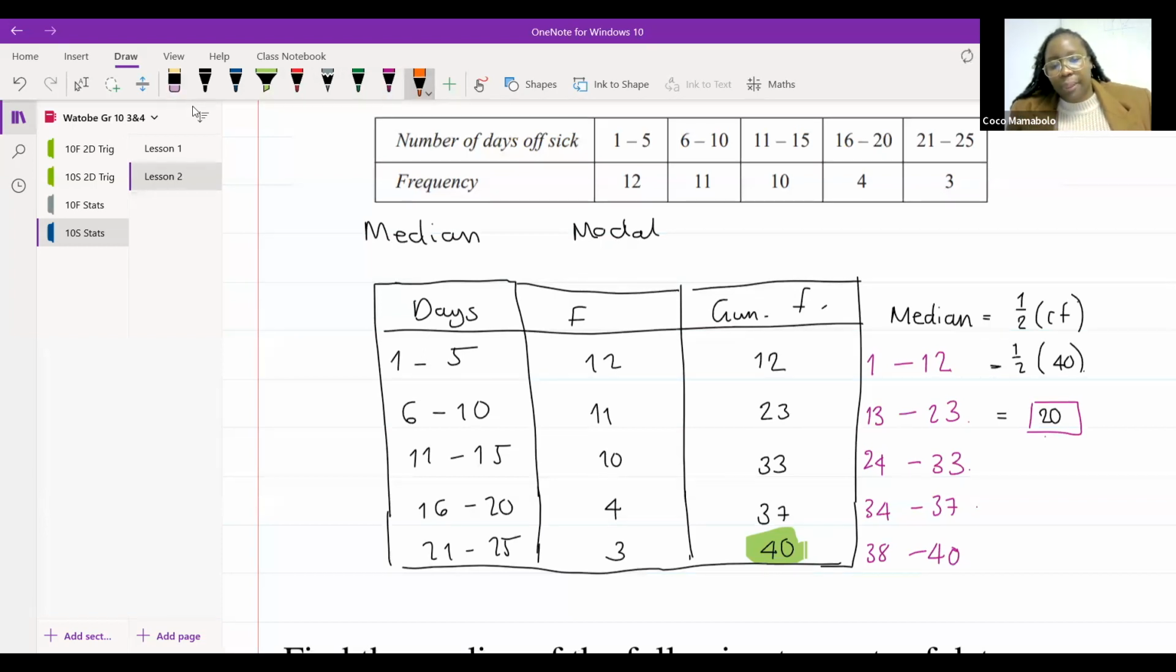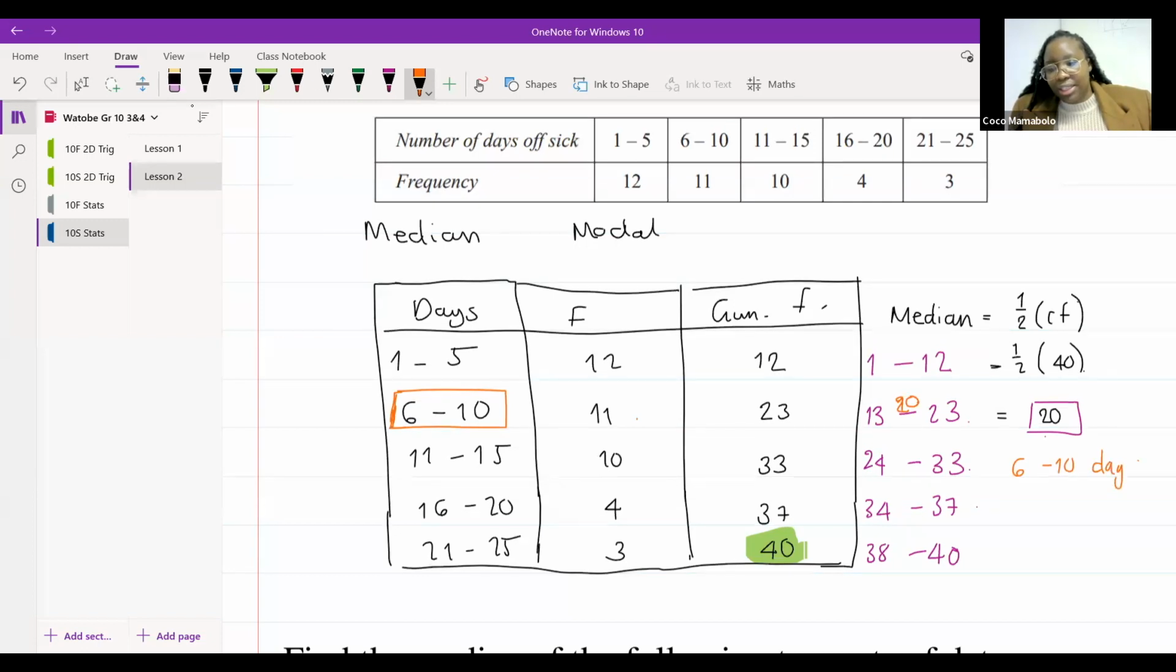Ma'am, please repeat your question. Which median interval of days will the 20th child fall under? 13 to 23. Okay, good. This is the cumulative frequency. Our 20 would be there. So you agree that it's in this interval over here? Yes, ma'am. Good. So the interval we're looking for is 10 days. That's the answer we want. Okay, is that making sense? Yes, ma'am. Okay, good. 6 to 10 days.